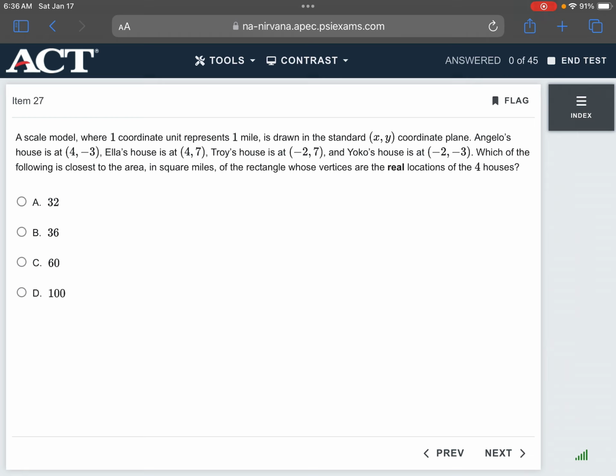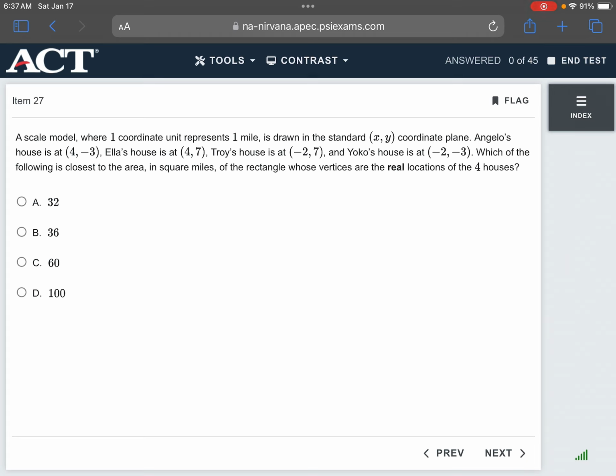So real locations just means there are no imaginary numbers, no complex numbers, everything we can draw on the plane. Just because it's negative doesn't make it not real, right? This negative is in terms of a direction here. And then we just need the area. So we need length times width because we have a rectangle.